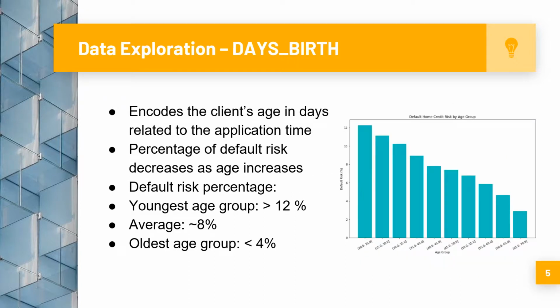Other than the target label, we've also selected some features that could have a considerable amount of impact or correlation with the target. The days birth feature encodes the client's age in days relative to the application time. By grouping the age into 5-year bins and plotting it against the average of the target, we can clearly see a trend where the percentage of default risk decreases as age increases. This means younger applicants are less likely to be able to repay a loan compared to the older age group.